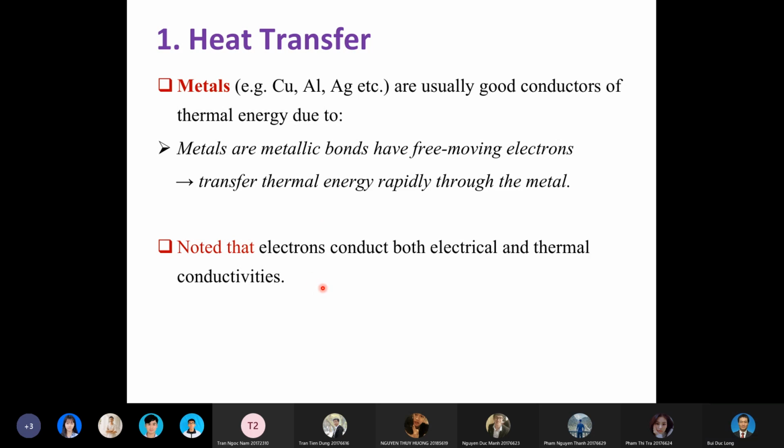Okay. So take note that electrons conduct both electrical and thermal conductivity.